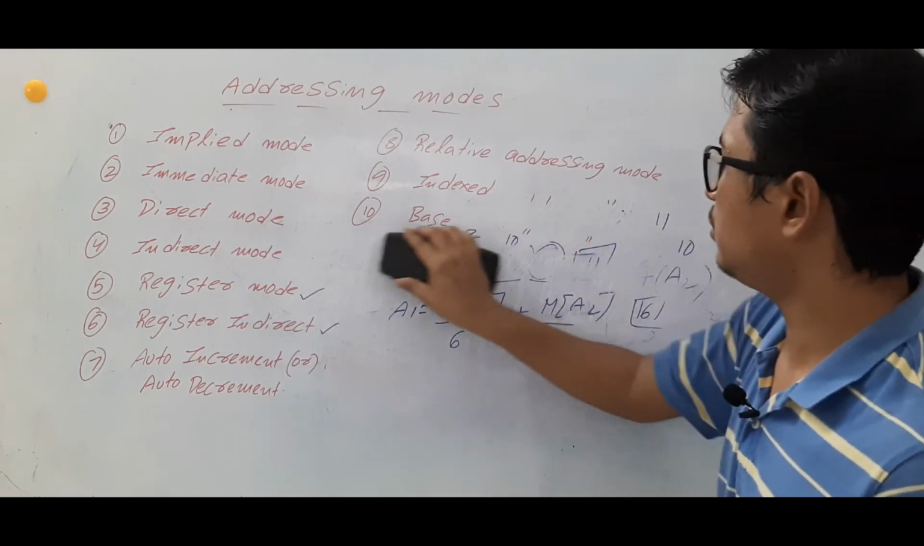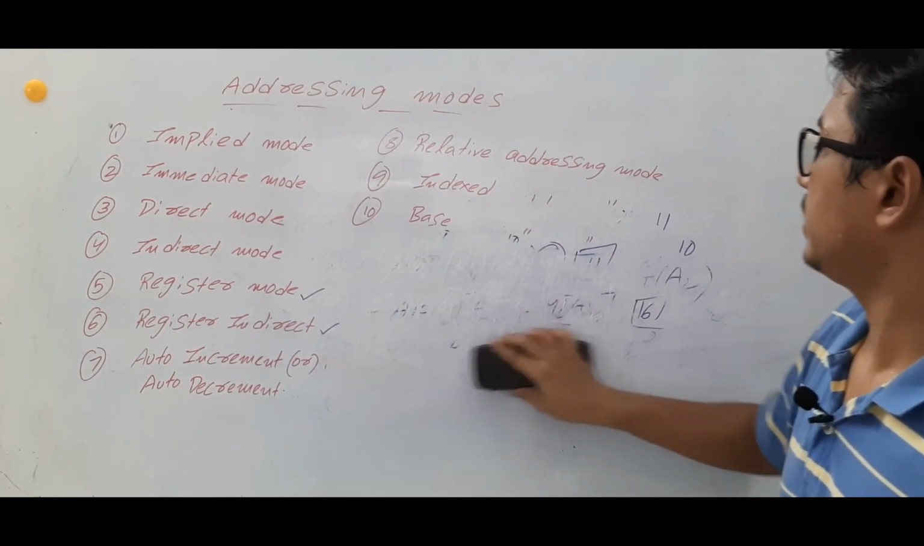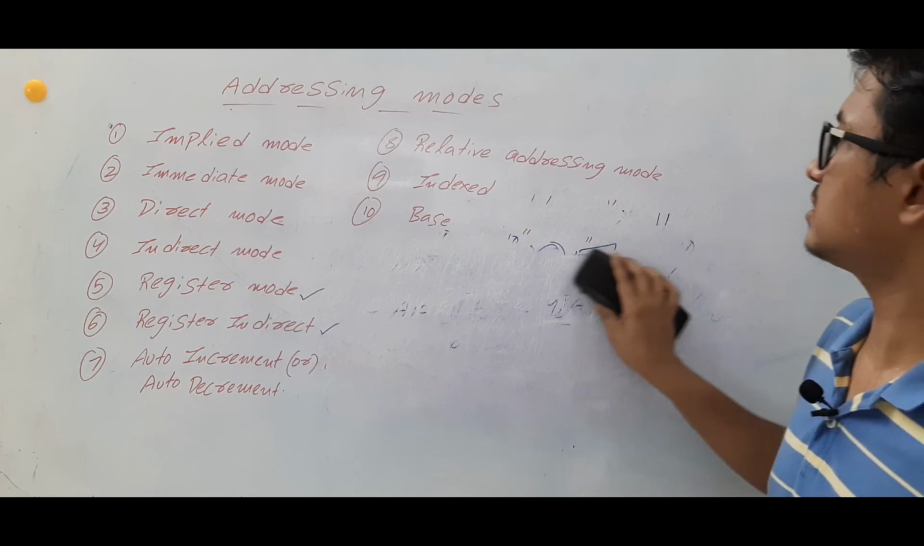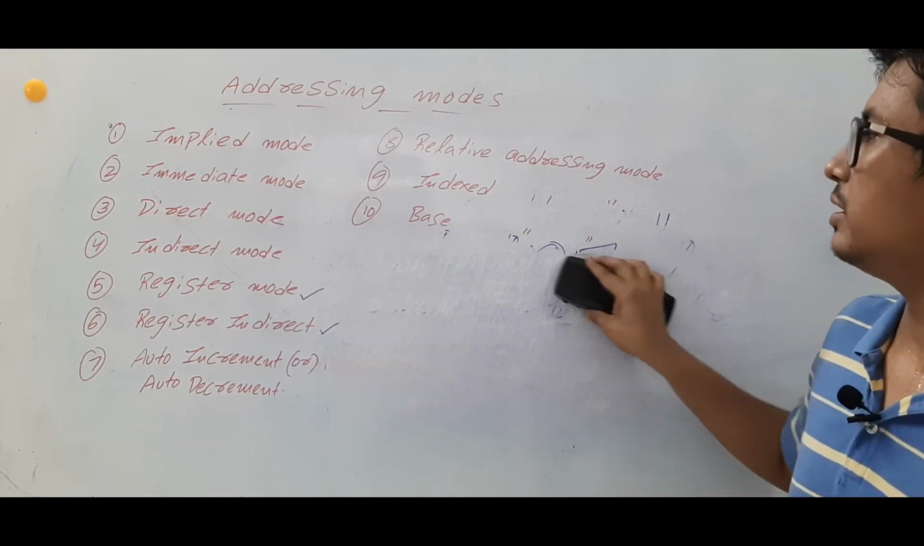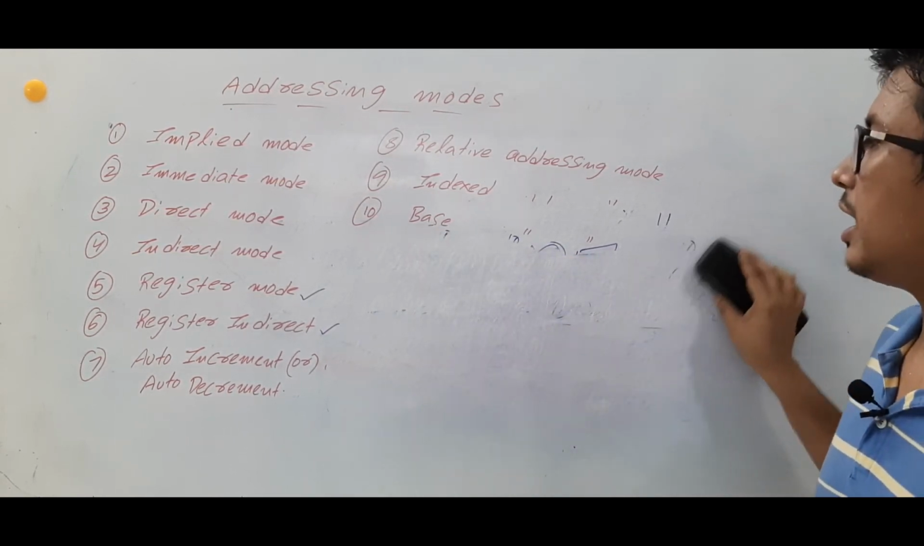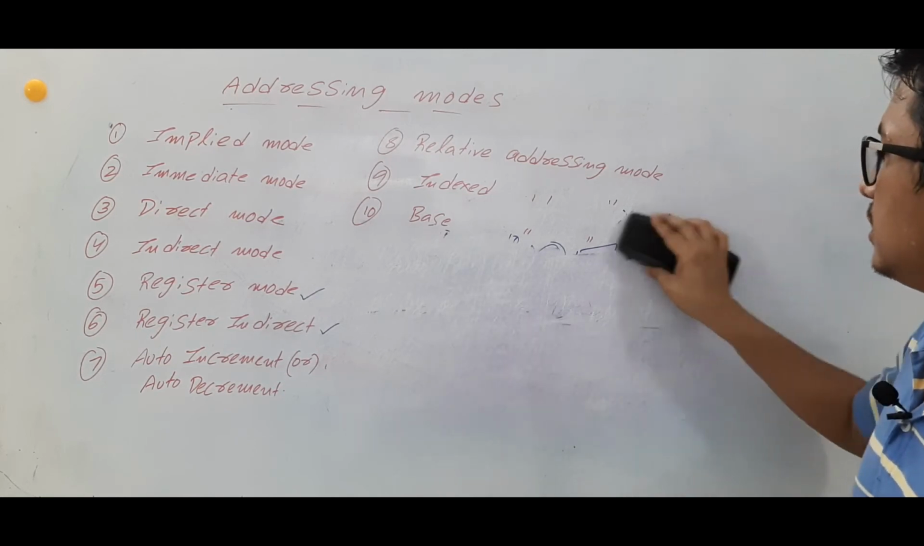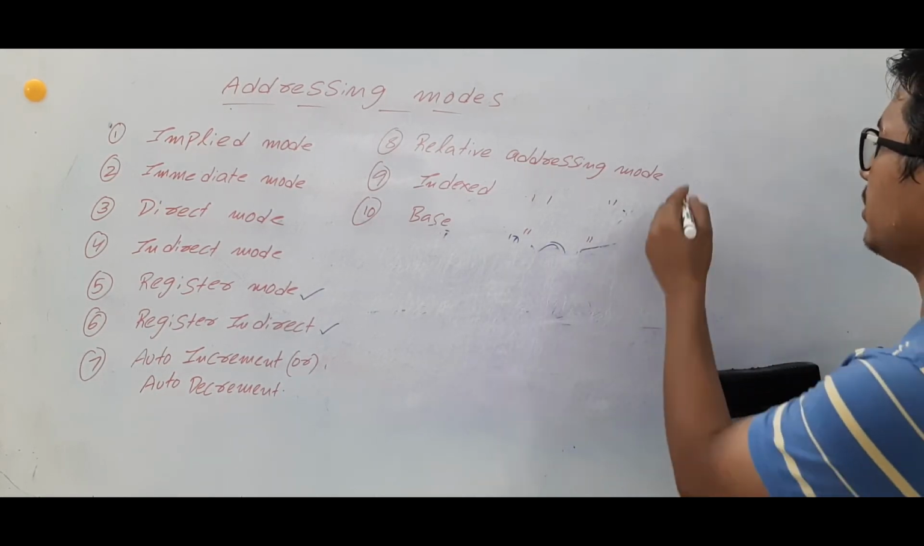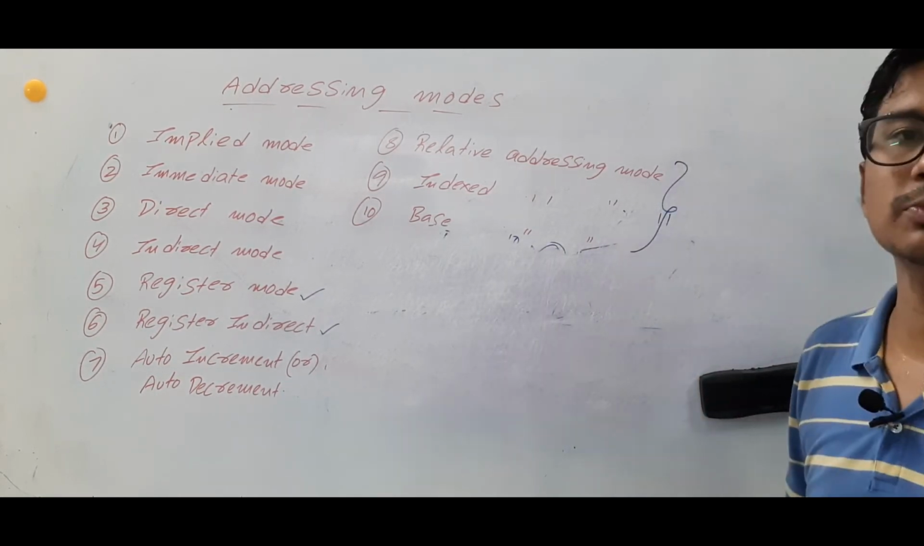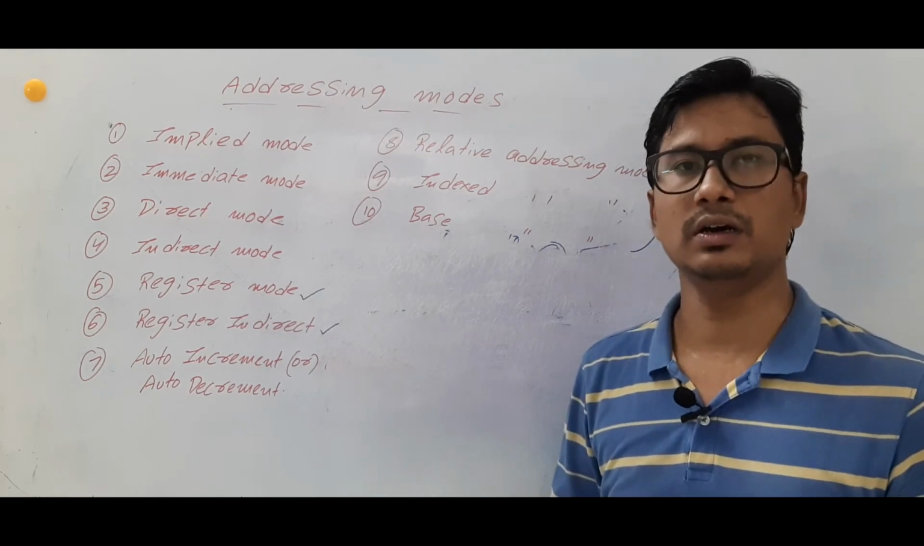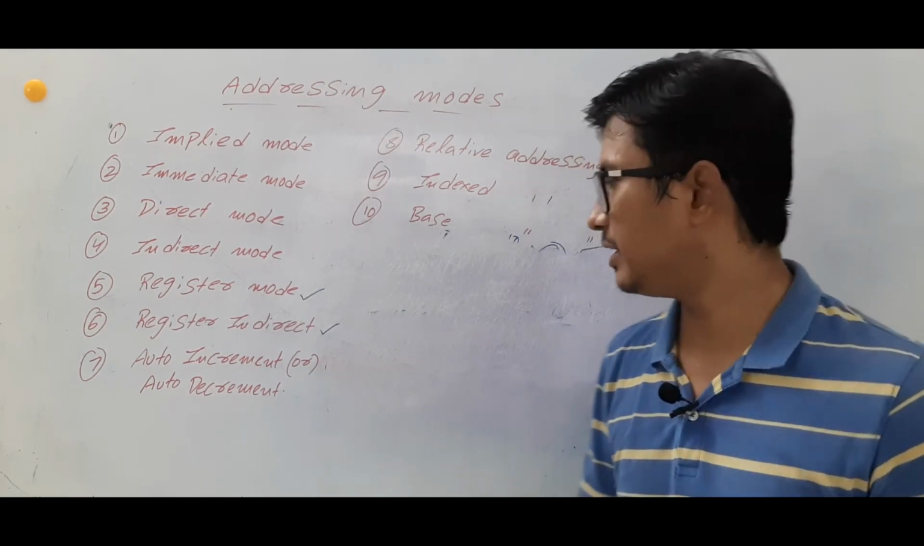Okay. Now we will discuss the next three addressing modes. One is the relative addressing mode, the indexed addressing mode, and the base addressing mode. These three addressing modes, we will call displacement addressing modes. Okay. Now we will discuss them in detail.